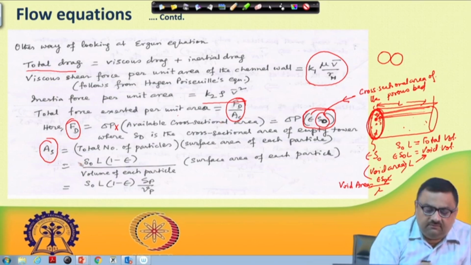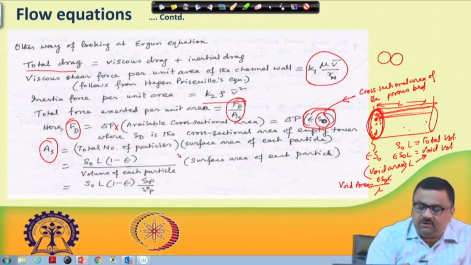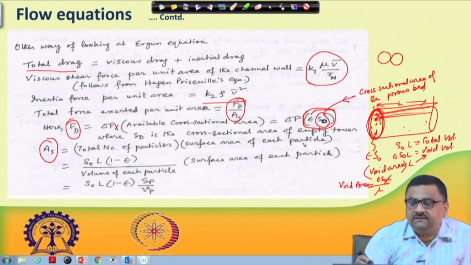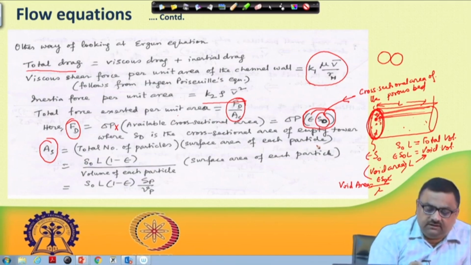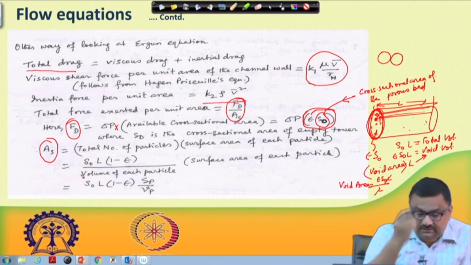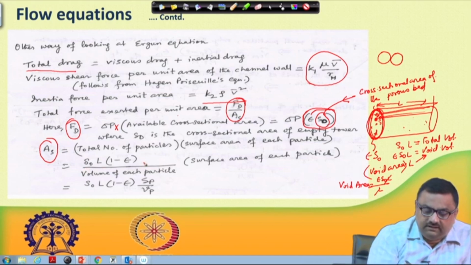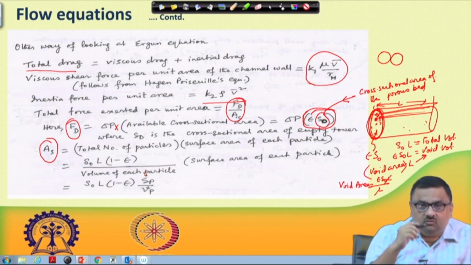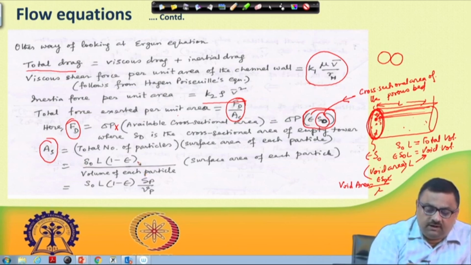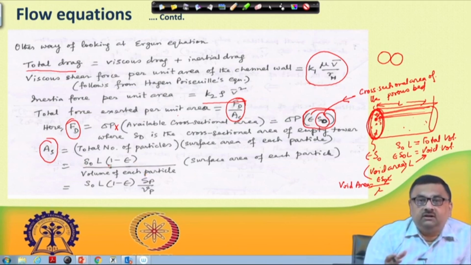The total area over which this drag is applicable is equal to the total number of particles multiplied by the surface area of each particle. The total number of particles can be given as the total volume of particles divided by the volume of each particle. So the total volume of particles would be the solid volume.